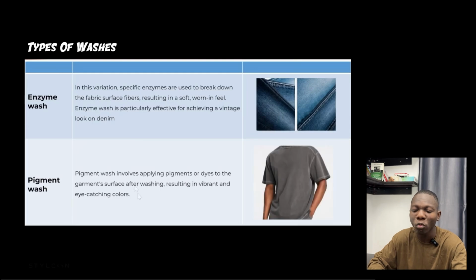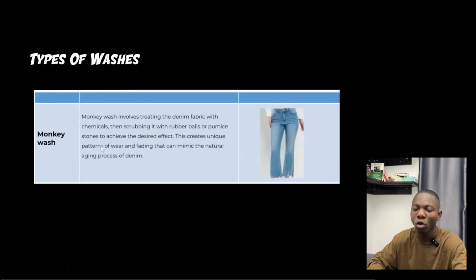Pigment wash. Pigment washing involves applying pigment or dyes to the garment's surface after washing, resulting in vibrant and eye-catching colors. Same here. Monkey wash. Monkey wash involves treating the denim fabric with chemicals, then scrubbing it with rubber balls or pumice to achieve the desired effect. This creates unique patterns of wear and fading that can mimic the natural aging of fabric.